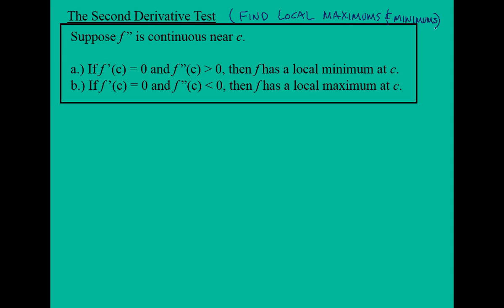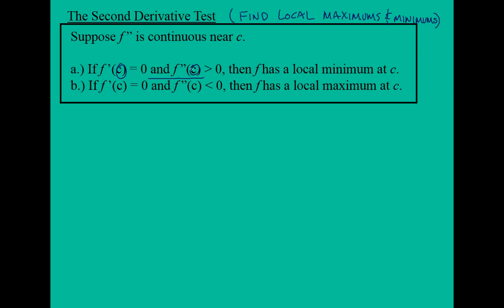Suppose the second derivative is continuous near c. If f prime of c equals 0, which indicates we have a critical number, and we take that critical number and plug it into the second derivative. That's what it's saying here. We're taking our critical number, which gave us 0 at the first derivative, and plugging it into the second derivative. And if we get a positive value, then f has a local minimum at c.